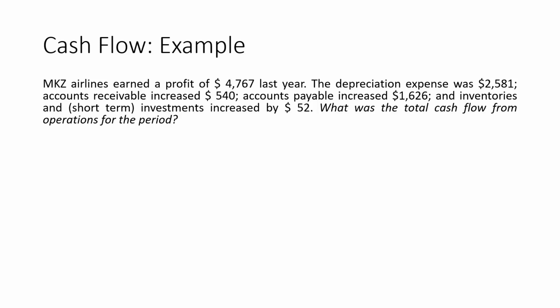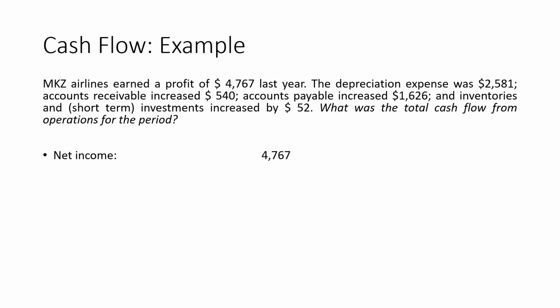Accounts receivable increased by 540, accounts payable increased by 1626, and inventories and short-term investments increased by 52 total. What was the total cash flow from operations? So we can see inventories and investments must have decreased cash. Accounts payable increasing would have increased cash. Accounts receivable increasing would have decreased cash. And profit would have obviously increased cash. So depreciation would have also increased cash.